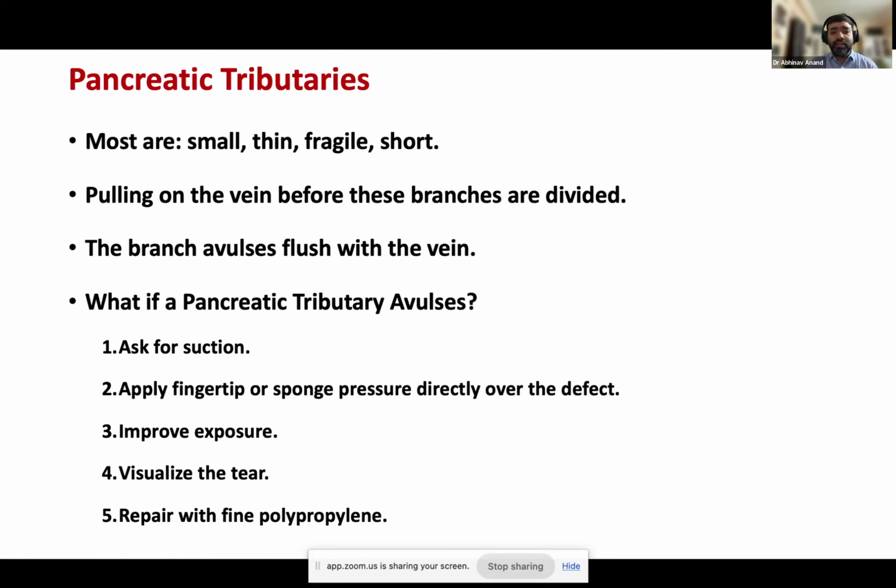So in those cases also we have to improve the exposure and apply a fingertip or sponge to the defect. We have to visualize the tear and repair it with 5-0 or 6-0 Prolene sutures.